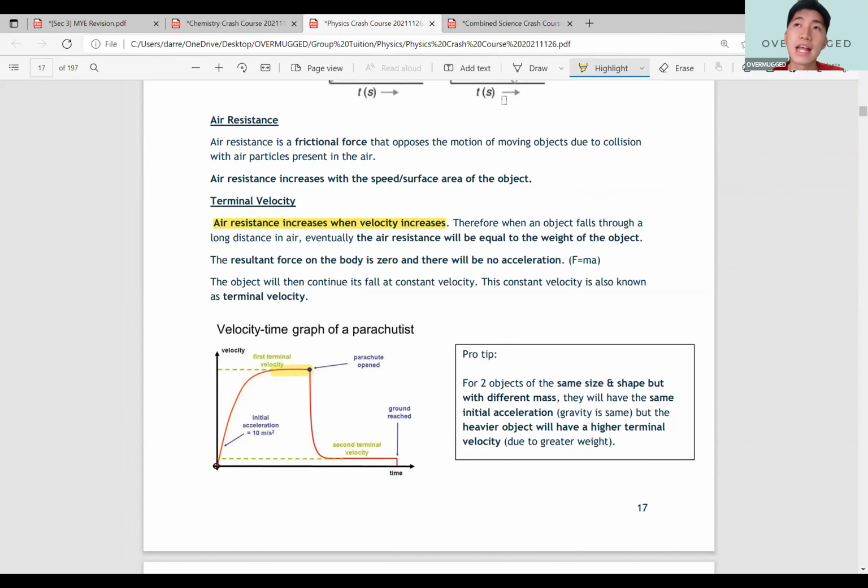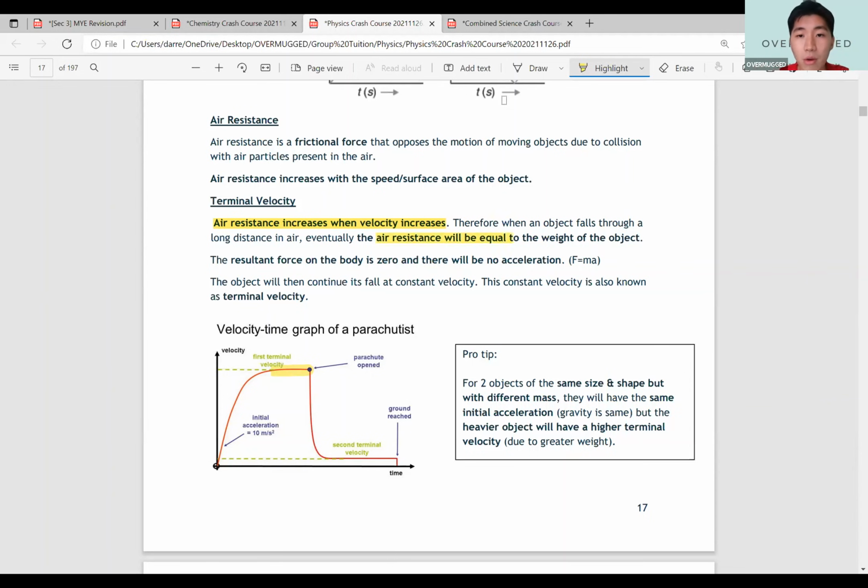Now, a very simple analogy is this. When you're at the bus stop and you're running for your bus, before you see the bus when you're walking, not much, you just walk normally. But once you see the bus and you start sprinting, do you feel like there's more wind gushing in your face? So when you sprint, you can feel the wind blowing in your face. That is air resistance. So what I'm trying to say here is that when you increase your speed, air resistance will increase. So the first thing you need to know is that air resistance increases when velocity increases.